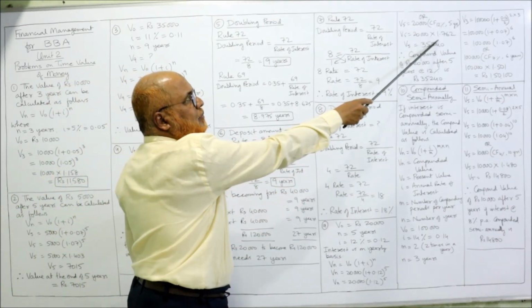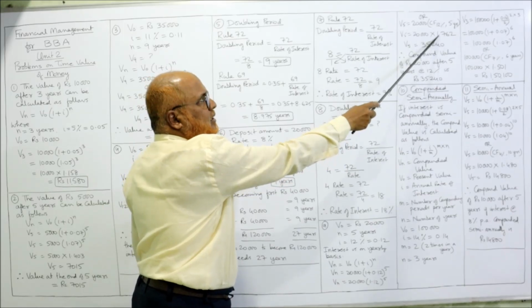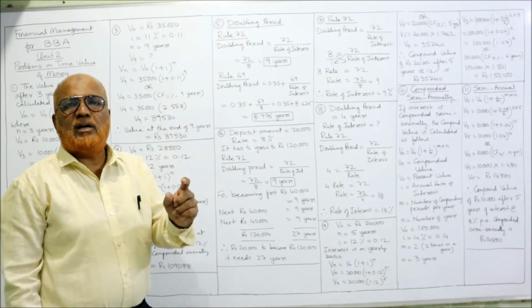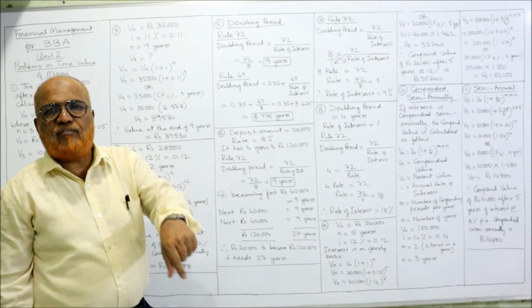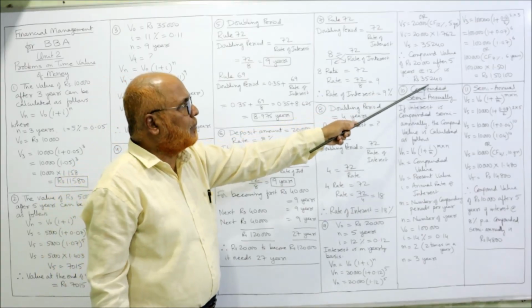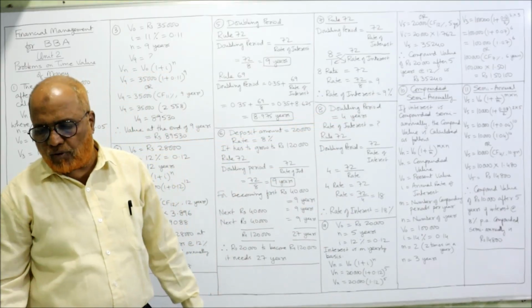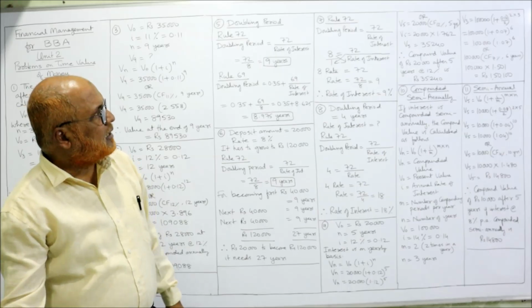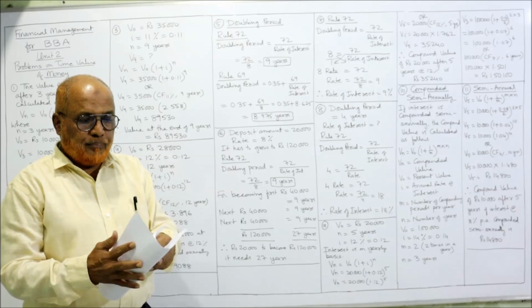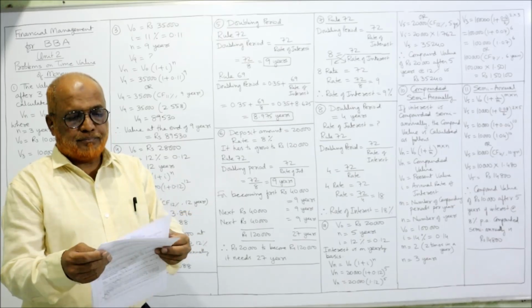1.762. Here. So 20,000 into 1.762, 35,240. The compound value of 20,000 rupees after 5 years at 12% rate of interest, it will become 35,040. That's it. This is the 9th problem. Now I am moving on to 10th problem.